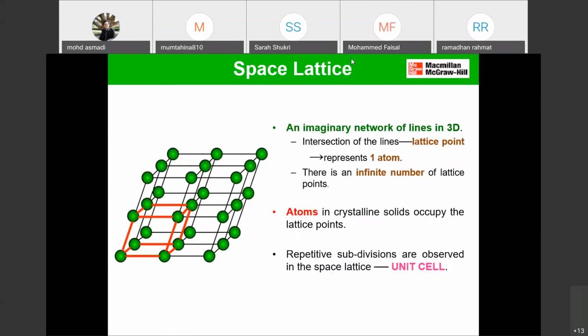If you look at here, the repetitive subdivision of the space lattice we call a unit cell. This is another unit cell, and another unit cell, to form a space lattice.